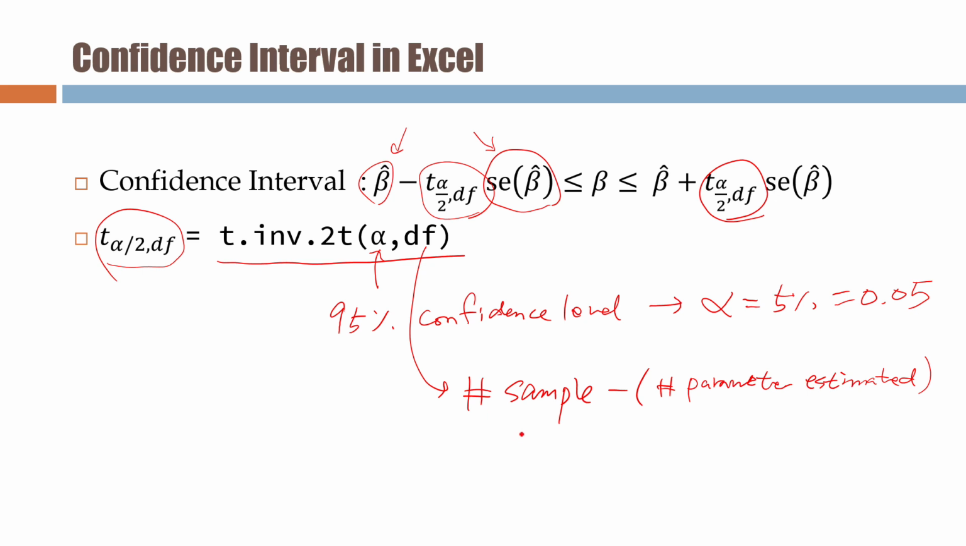That's why this is usually n minus k minus 1. So k is the number of independent variables, right? So how many x's? x1 to xk. Then why we have one more is because this is the intercept.